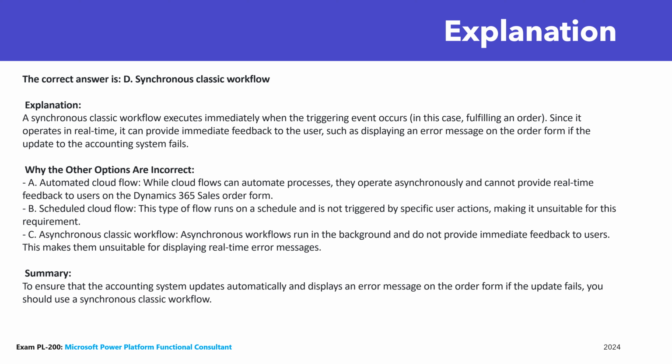Why the other options are incorrect. A. Automated cloud flow. While cloud flows can automate processes, they operate asynchronously and cannot provide real-time feedback to users on the Dynamics 365 sales order form.